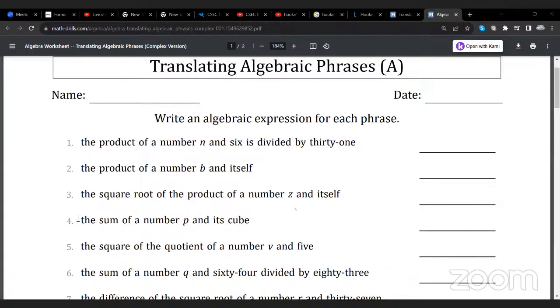P plus P to the third power. Very good. Who gave the answer? P plus P to the third power. Very good. That was simple, wasn't it?